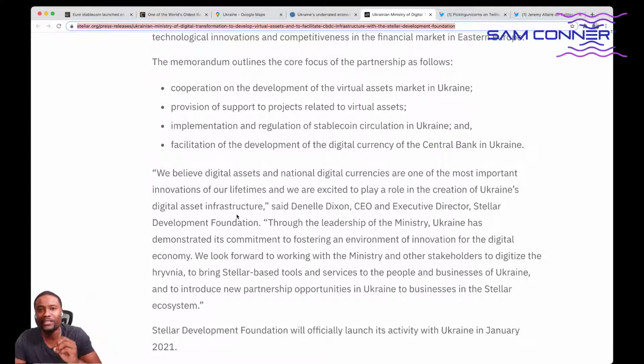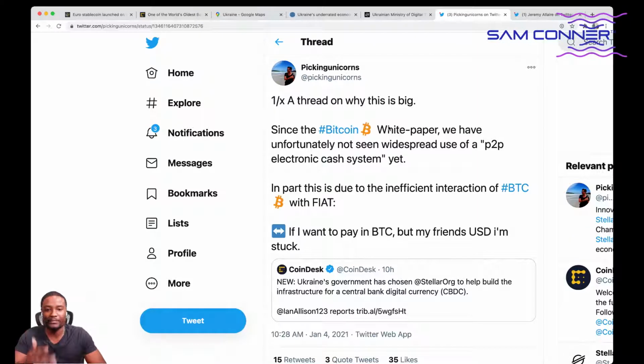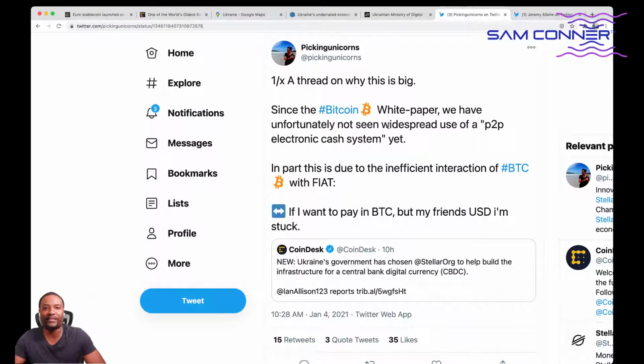So this is only going to increase, and this means a lot because, once again, like I said, Stellar's not competing with any other blockchain, any other currency. It's creating a way that everybody can mend. Everybody could get to that P2P cash system, that original vision that Satoshi had of a peer-to-peer payment system. And talking about that, shout out to Picking Unicorns, good buddy of mine. He posted something very similar to this earlier today.